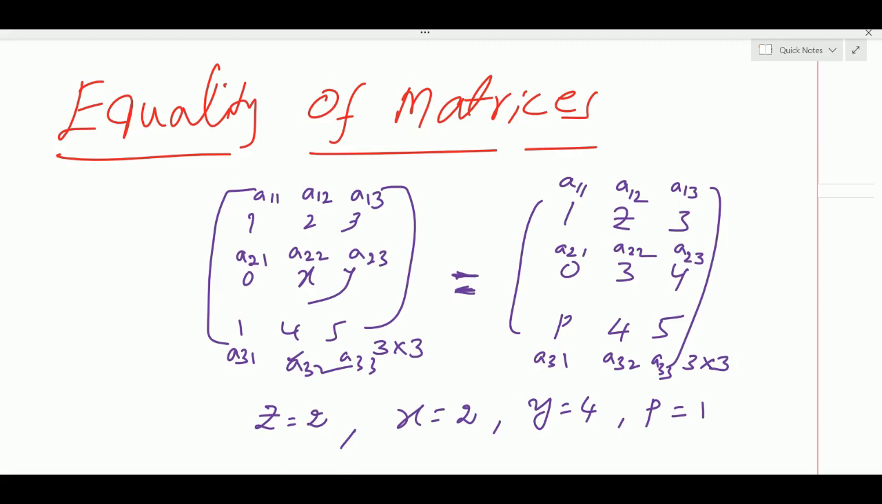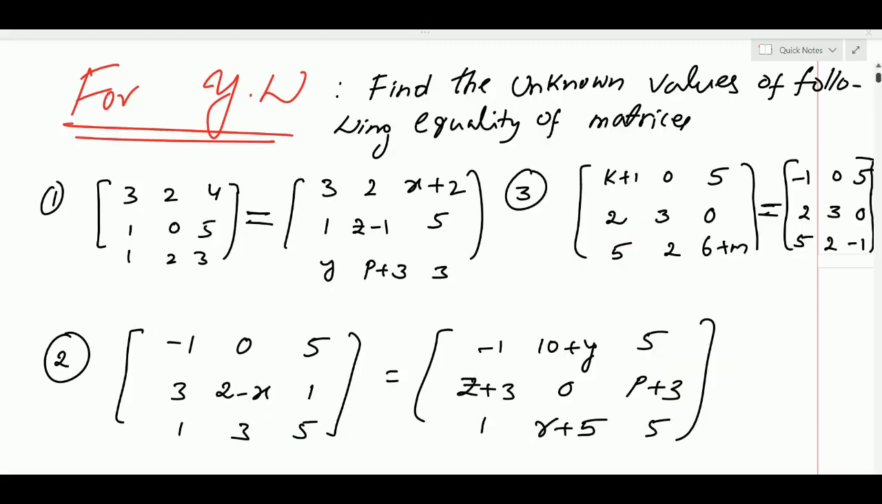I will give some examples so you can find out the unknown values. Can you find them out? This is for your work, please try to do it. It's very important for both subject and object. I will give some questions for your work depending upon equality of matrices. What are your answers? You can put them in the comment section. I've given three questions for your work, guys.